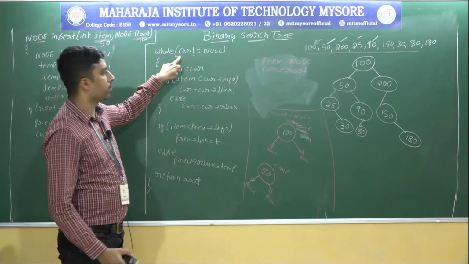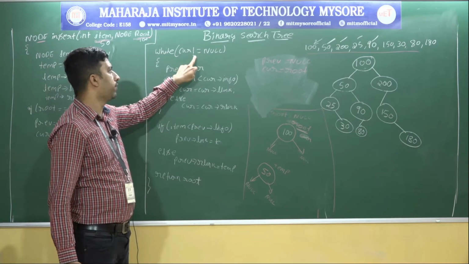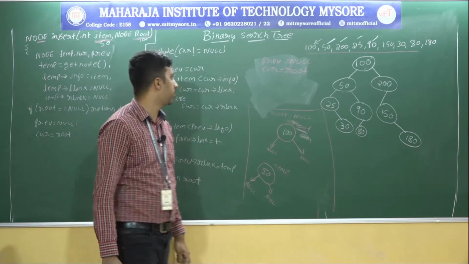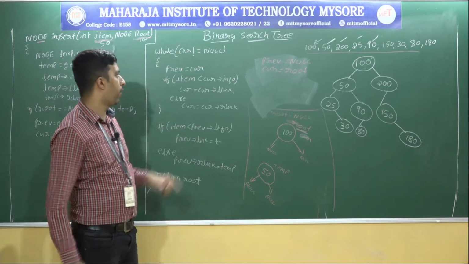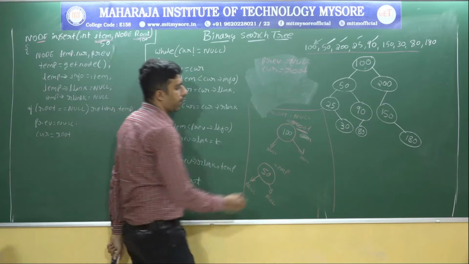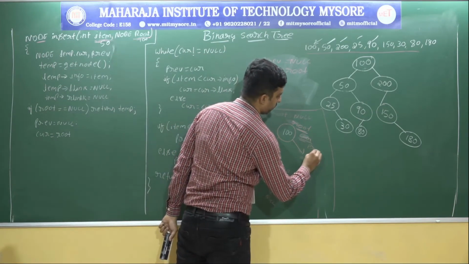Now this loop runs until current of link is not equal to null. What is executed in each iteration? Previous is equal to current. In that instance, they make this one the previous.